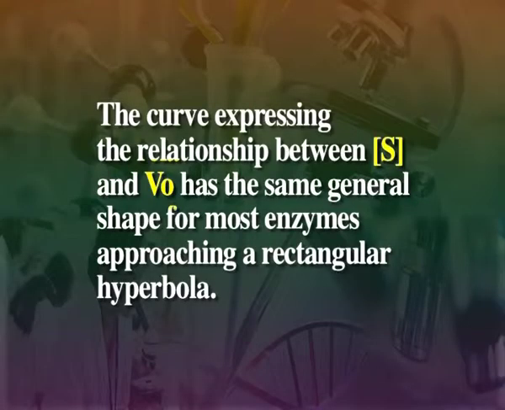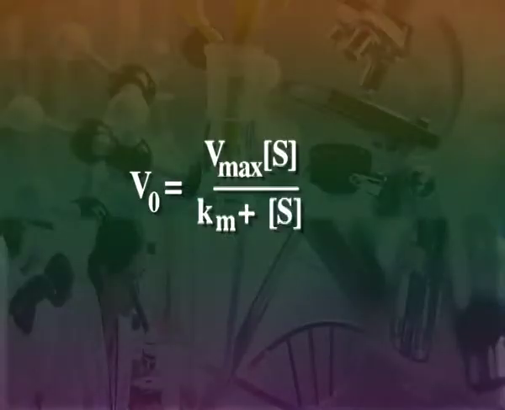So, the relationship between the substrate concentration and the reaction rate can be expressed quantitatively, and the curve expressing the relationship between substrate concentration and velocity of the reaction has the same general hyperbolic shape. Algebraically, this can be expressed as the Michaelis-Menten equation, named after the scientists who discovered it. V0 is equal to Vmax times substrate concentration divided by Km plus substrate concentration.